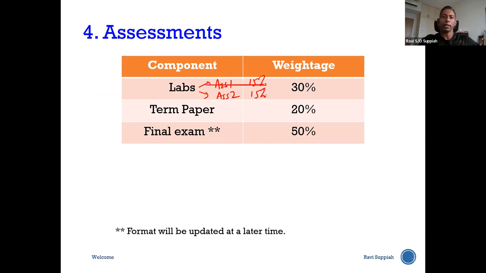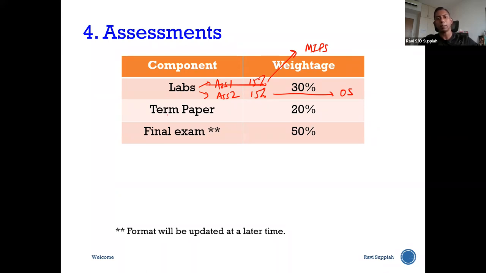Each of them will be on two different areas of focus. One will be on the MIPS architecture design, and the other will be on the OS design. These are fairly manageable assignments. I will discuss them more when we cover those topics, but rest assured, you have more than enough time to work on them. So these are the two assignments you need to do.